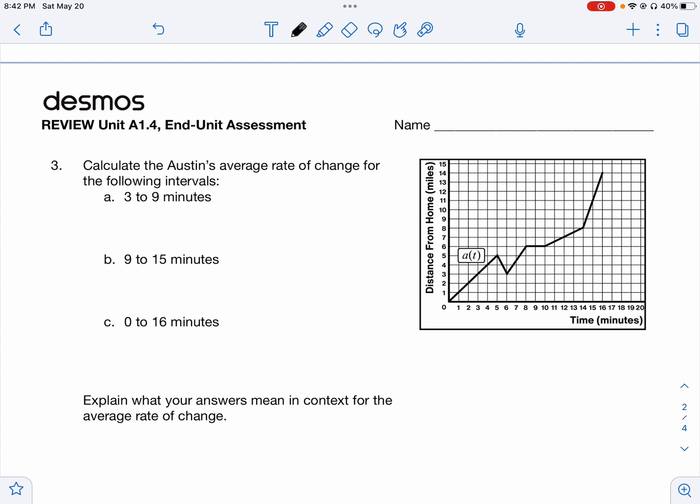Okay, average rate of change. That is where we find the slope of the line through those intervals. If we go to 3 minutes, that is at y equals 3, or A of t equals 3, to 9 minutes at A of t equals 6. I like to do the rightmost point first. So this is the change in y, y2 minus y1 over x2 minus x1. The y's are 6 minus 3, and the corresponding x's are 9 minus 3. Now we have 3 over 6, which is equal to 1/2.